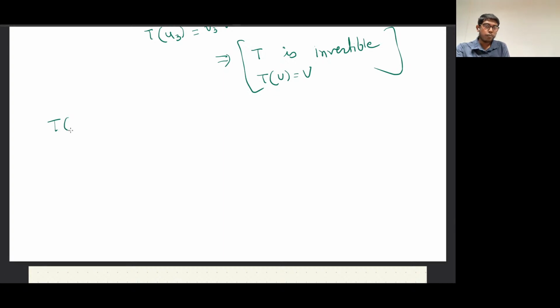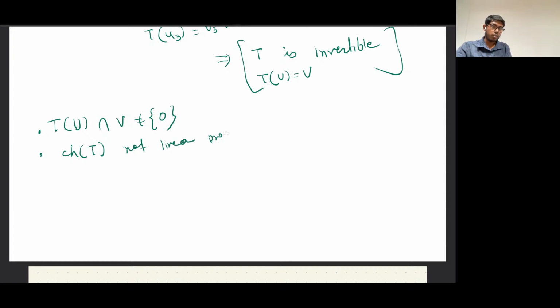So let's write this down. I want T of U intersection V to be not equal to 0, so it has to be more than 0. And the second thing is that the characteristic polynomial of T should not be a product of linear factors.